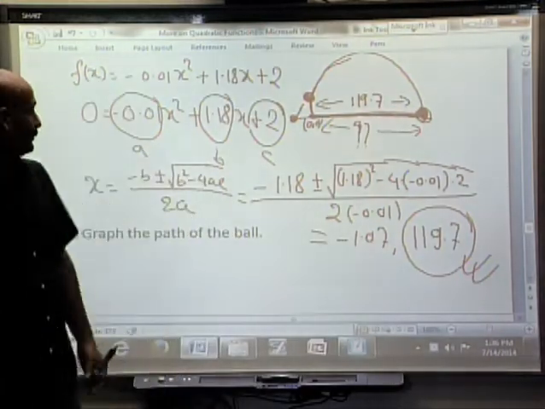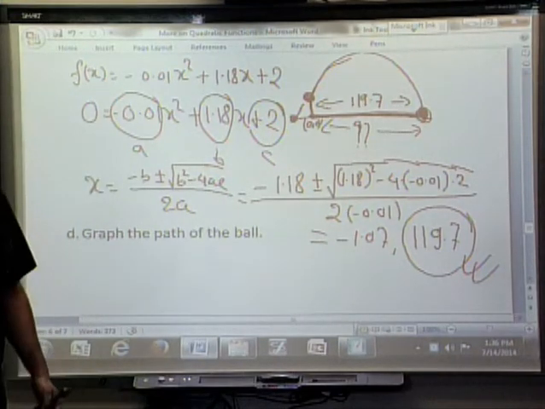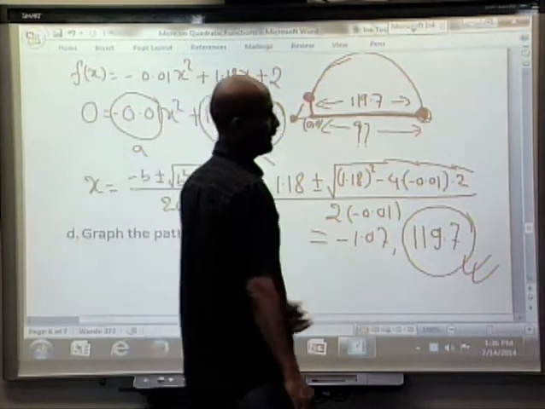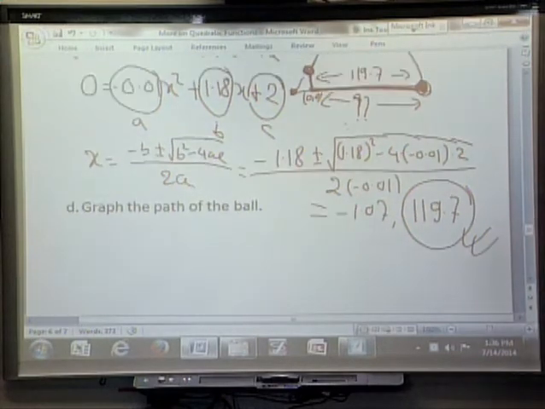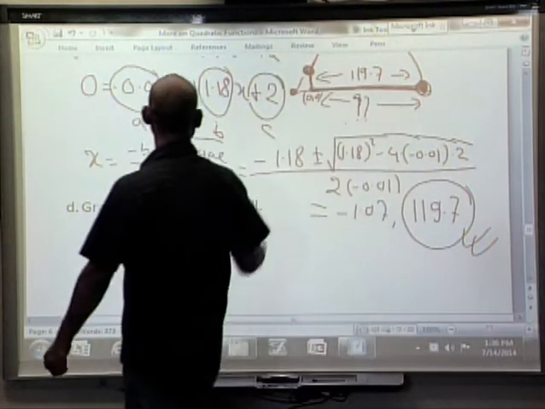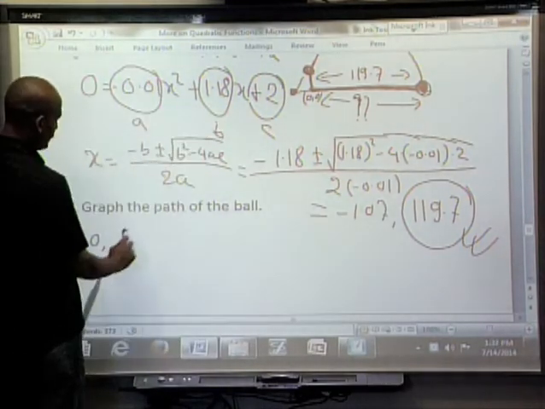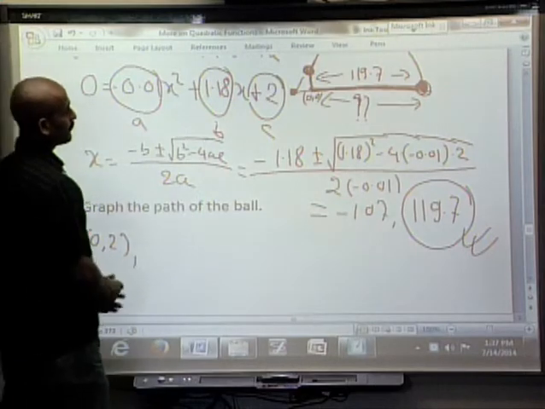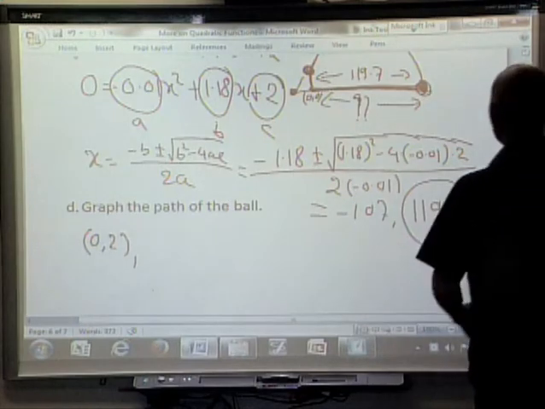Okay. So, well, the next one says graph the path of the ball. We already have the graph for the path of the ball. If you want to graph it properly, use graphing paper. One of the points you want to graph is this: when x is 0, you can find y is 2. One point is this.